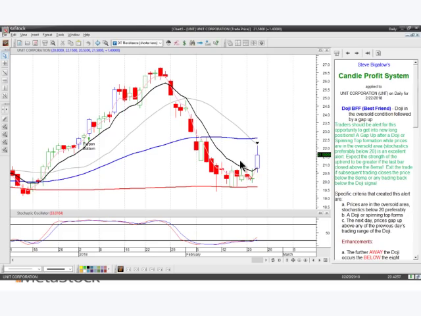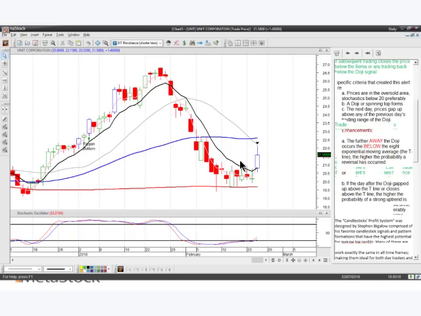Let's see. We had the Doji. It was in the oversold area. It was pretty well below the T line. You had that gap up the next day that crossed through the T line. So it met both of the enhancements. Let's take a look at the other one.